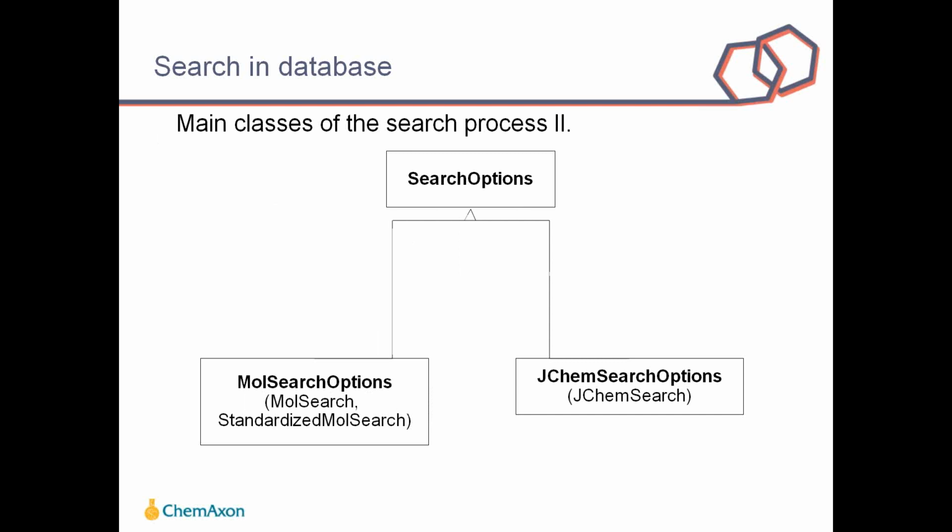Both search class types take an option class. For MolSearch and StandardizedMolSearch, we use the MolSearchOptions. For JChemSearch, we use the JChemSearchOptions. They have a common ancestor, the SearchOptions. It's not instantiated during programming, only the MolSearchOptions or JChemSearchOptions classes.